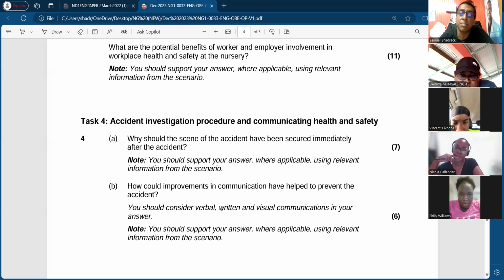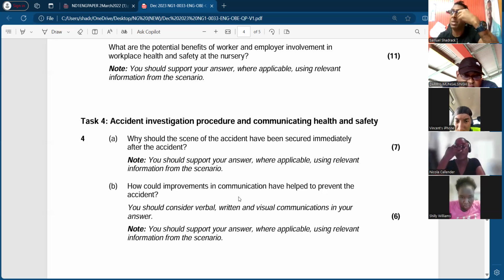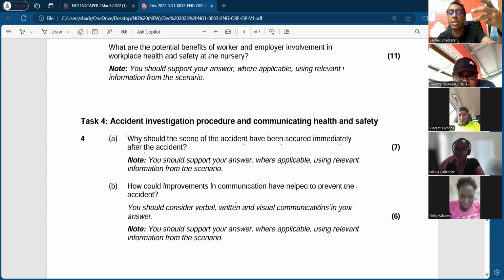You should consider verbal, written, and visual communication in your answers. So 6 marks, so I will do 2 each. I'll think of 2 ways verbal communication could have prevented the accident, like personally talking to the worker, a one-on-one conversation, or maybe in the toolbox meeting. Written communication, maybe a memo or a job description. Visual communication, maybe a video or signage. So 2, 4, 6. This is an excellent question.